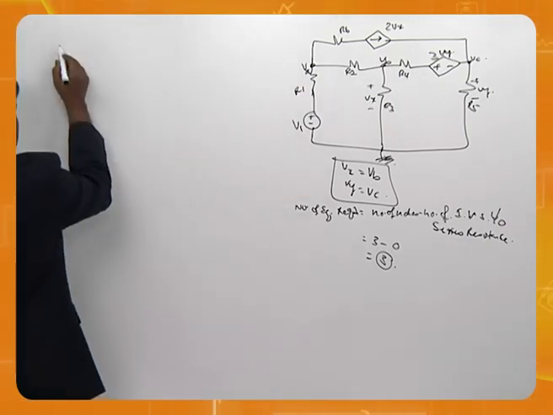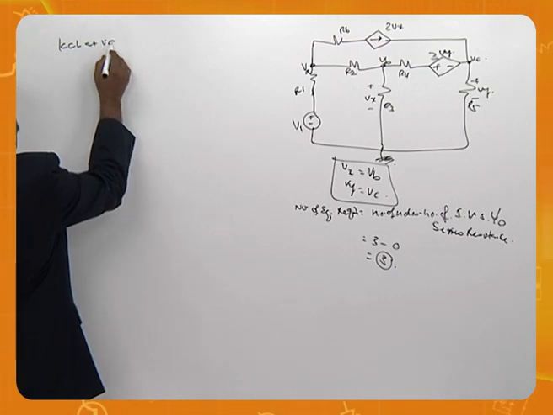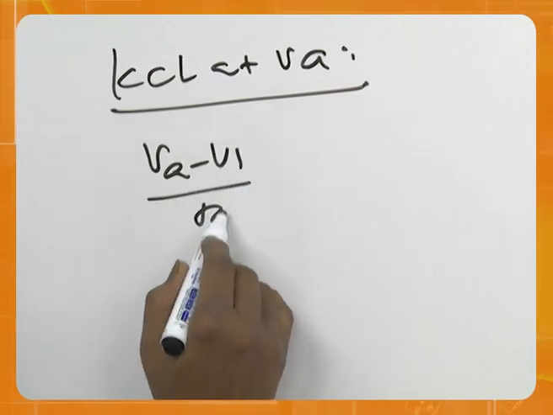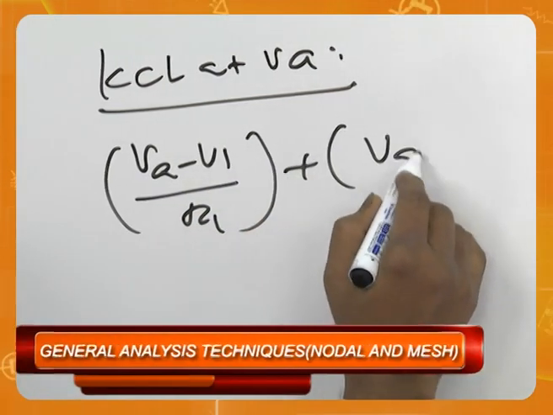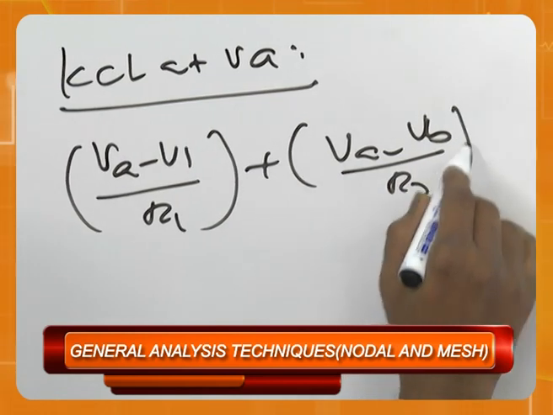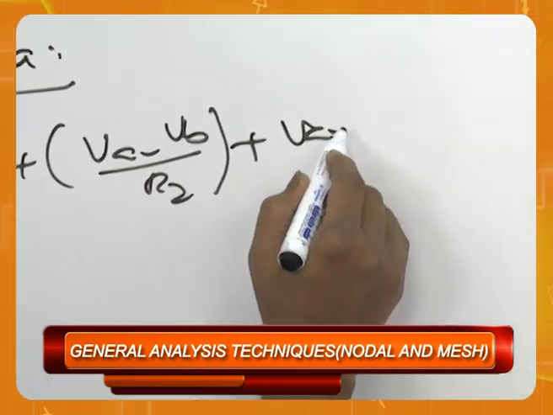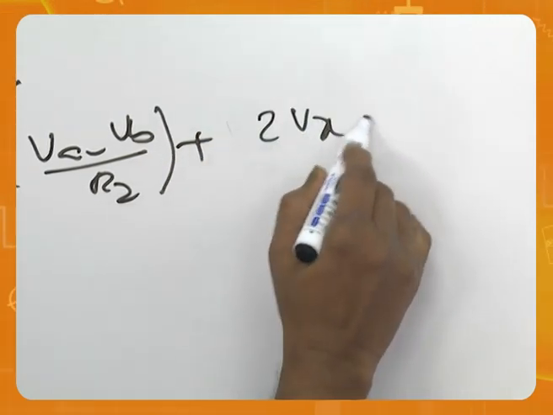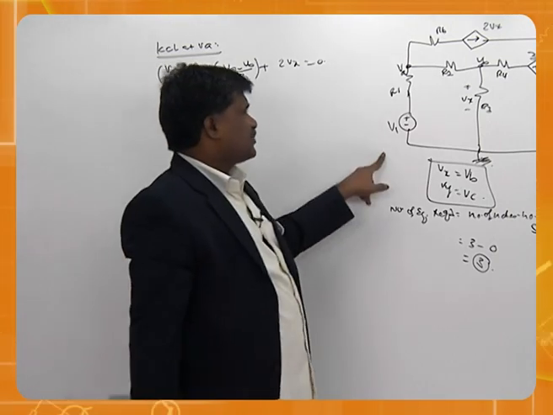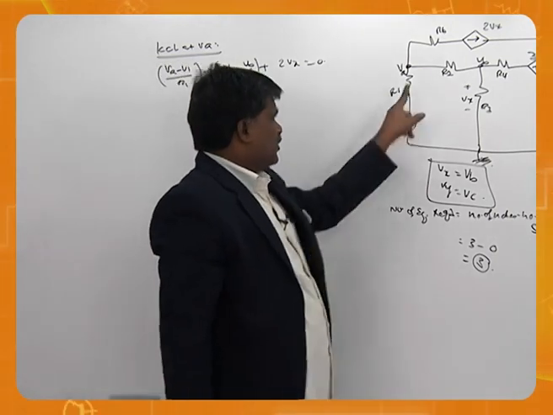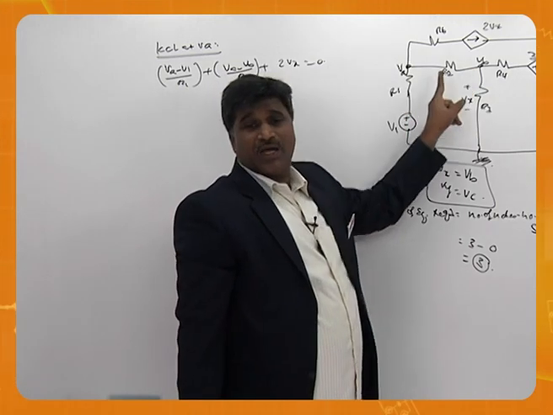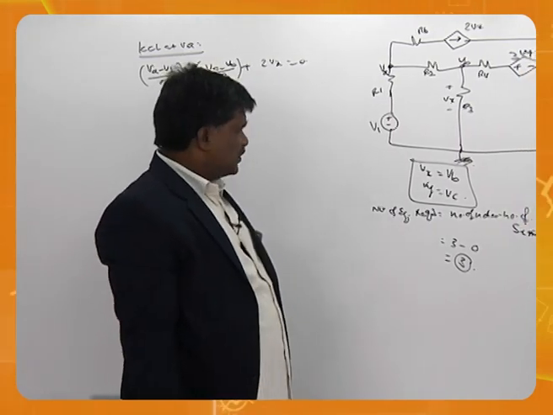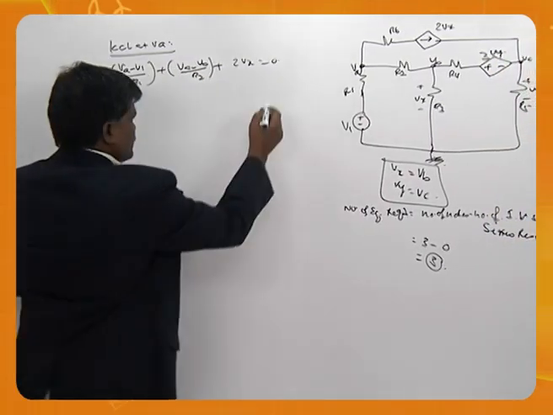First one, KCL at VA. VA minus V1 by R1 plus VA minus VB by R2 plus, the third branch is directly 2Vx. What is the current in this branch? VA minus V1 by R1. What is the current in this branch? VA minus VB by R2. What is the current in this branch? Directly 2Vx. Over. So that's one equation.